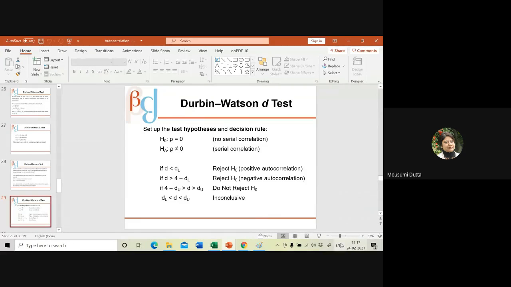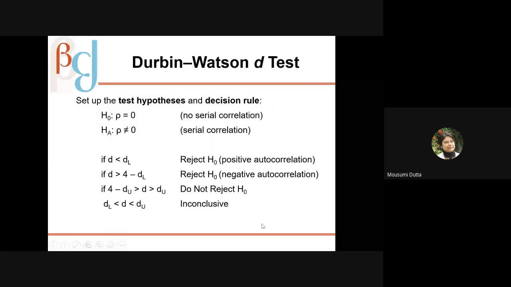On the basis of the Durbin-Watson test statistic, for 4 we do not do anything separately because the value 2 is in between. So we check the values 0 and 2, and for the higher end we consider the thing in this way. If the D value lies between DU and 4 minus DU, in that case, do not reject H naught.